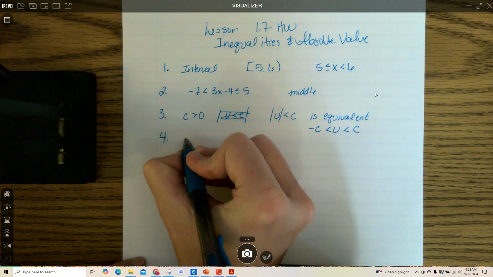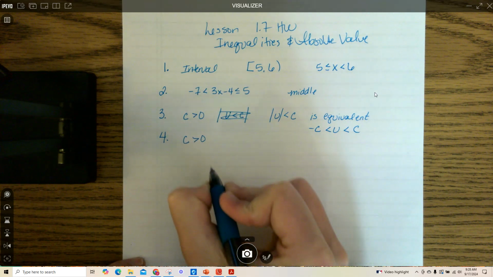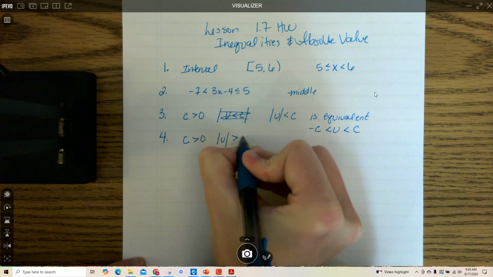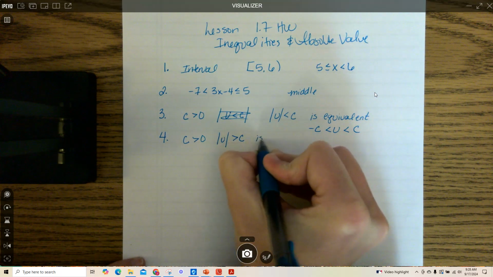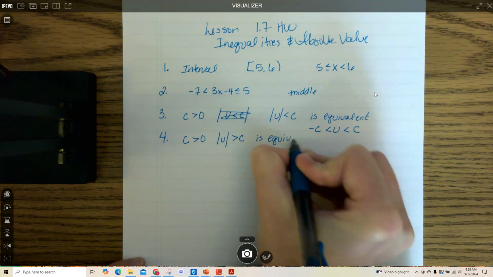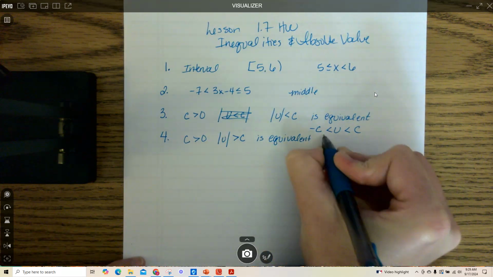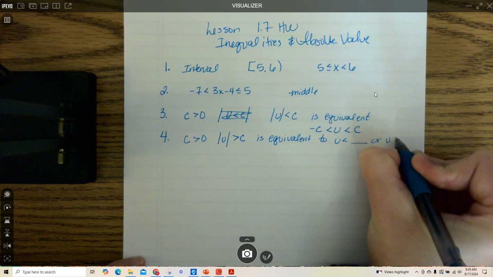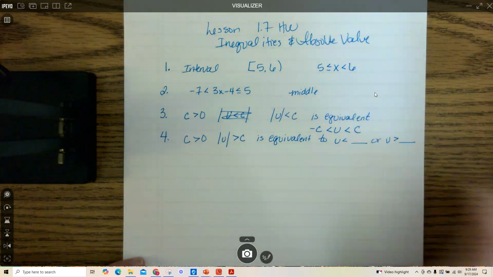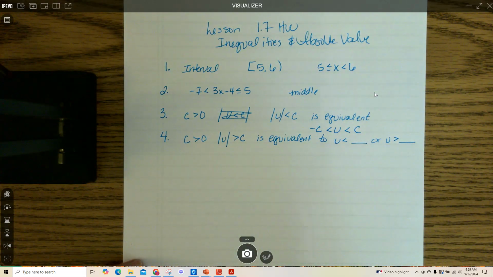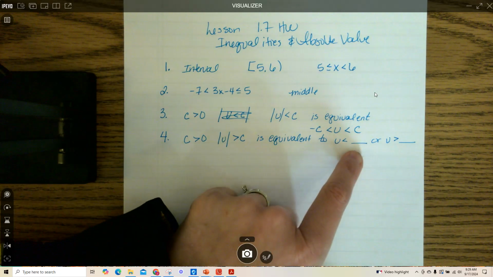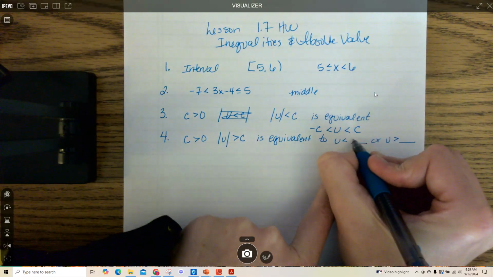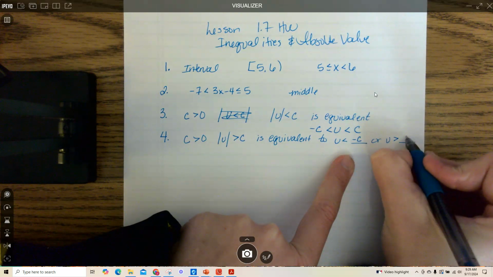If c is greater than 0, and the absolute value of u, like the last one, is greater than c, is equivalent to u is less than blank, or u is greater than blank. Anybody answered that one yet? It says negative c or positive c. What'd you put? U is less than negative c, or u is greater than c. Okay.